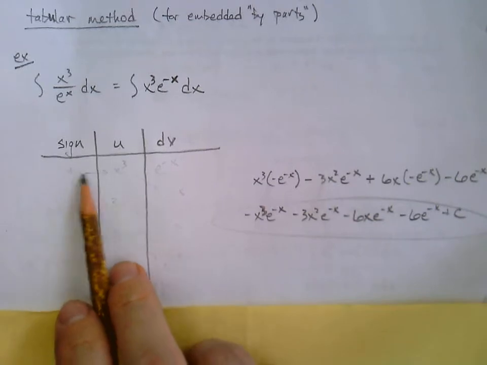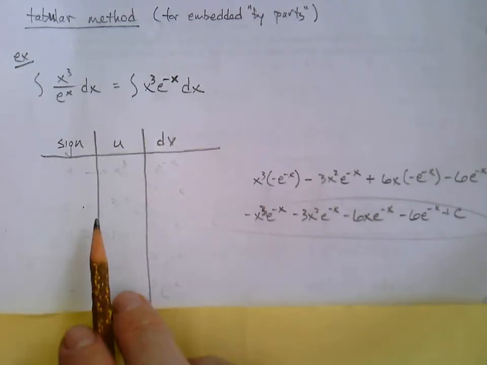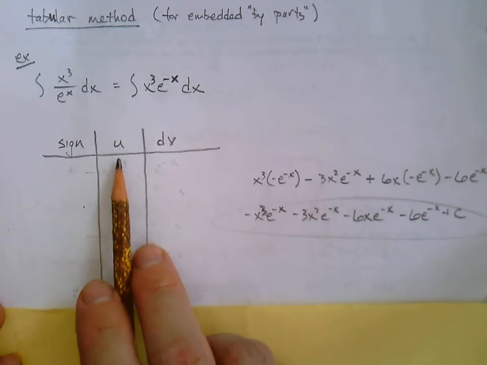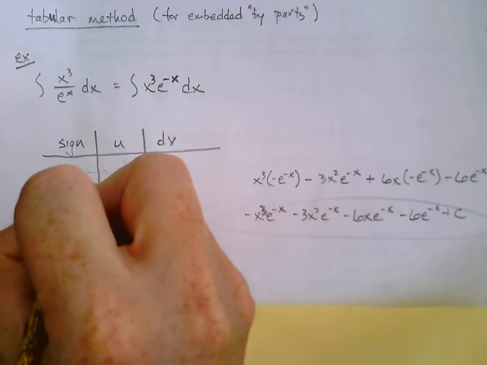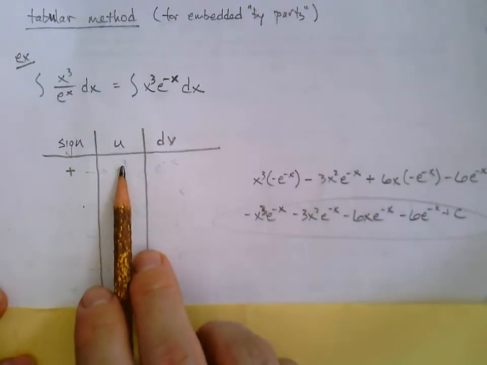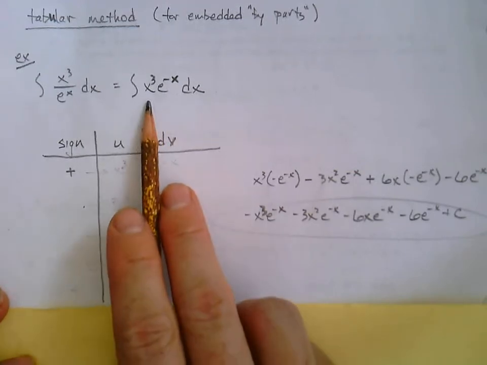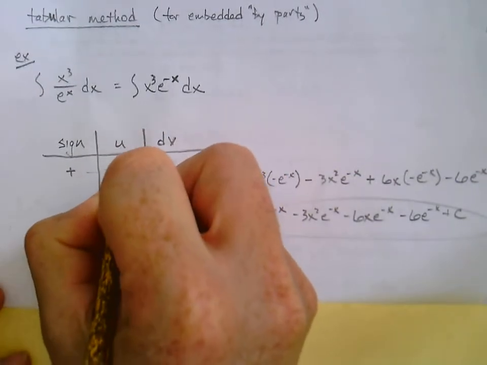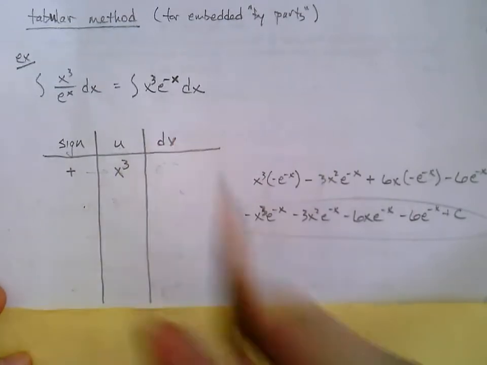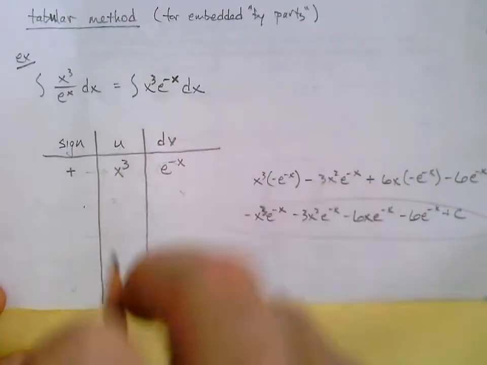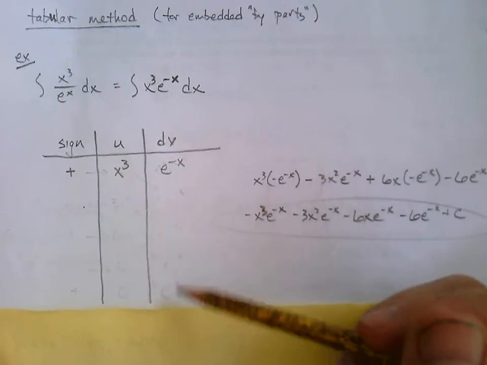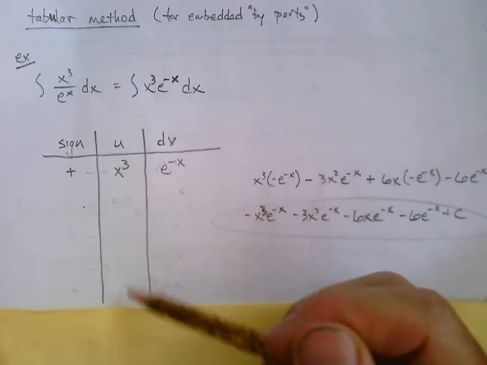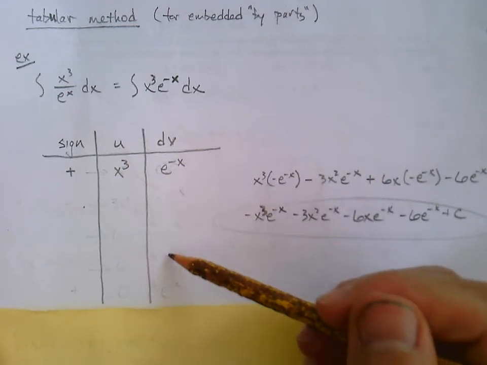So to fill in the first row, and you can kind of see my erased work here, but ignore that. To fill in the first row, it starts with the sign, we're thinking positive, negative. It begins positive. And then we've got our choice for u, and our choice here, if you remember, was x to the third. And our choice for dv, e to the negative x. Okay, and then here's what we're going to do. We're going to create more rows by taking derivatives of u and by taking antiderivatives of dv.